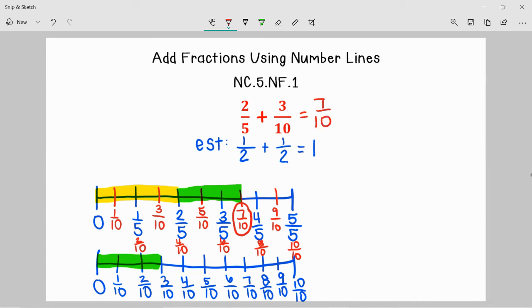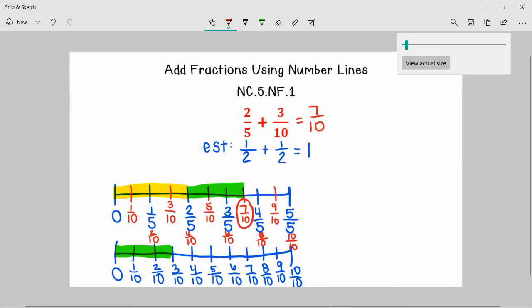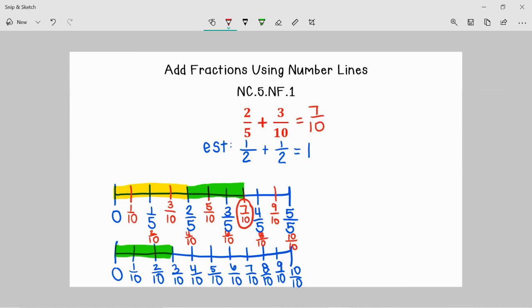When I think about our estimated answer, we thought our answer would be close to 1, but we knew it would be a little bit less than 1 whole, and 7/10 is pretty close to 1, and definitely less than it like we thought. Now, that was a way to look at adding using two different number lines. You could also just use one number line to add these two fractions. And this is something that students may be able to do as they continue to get practice with finding equivalent fractions. Possibly not right in the beginning, but what we would do is just show our number line.